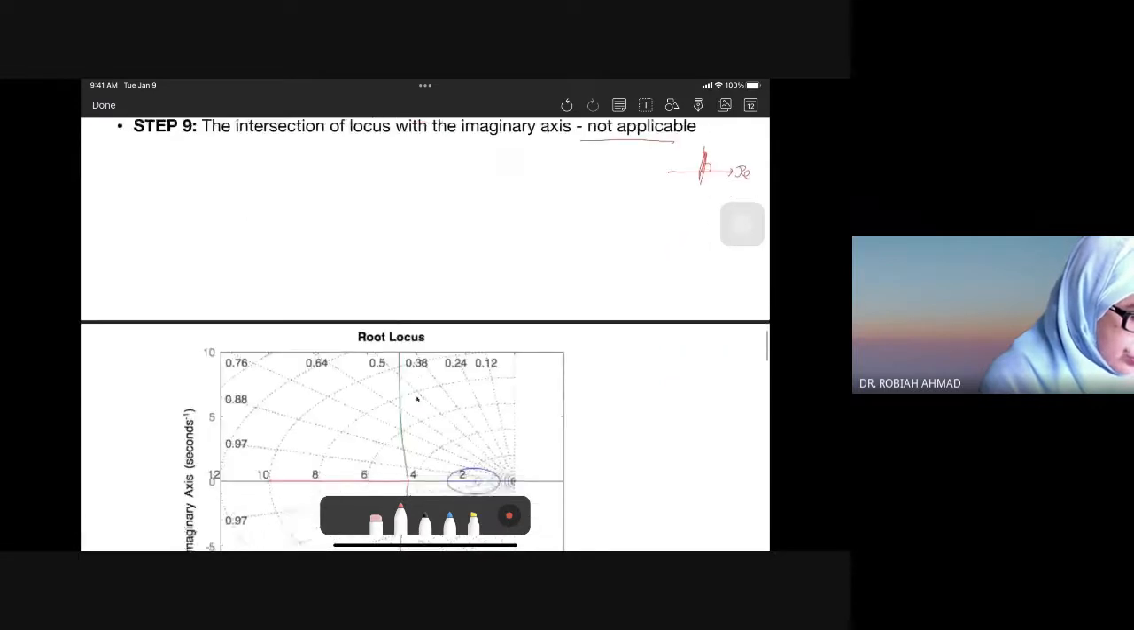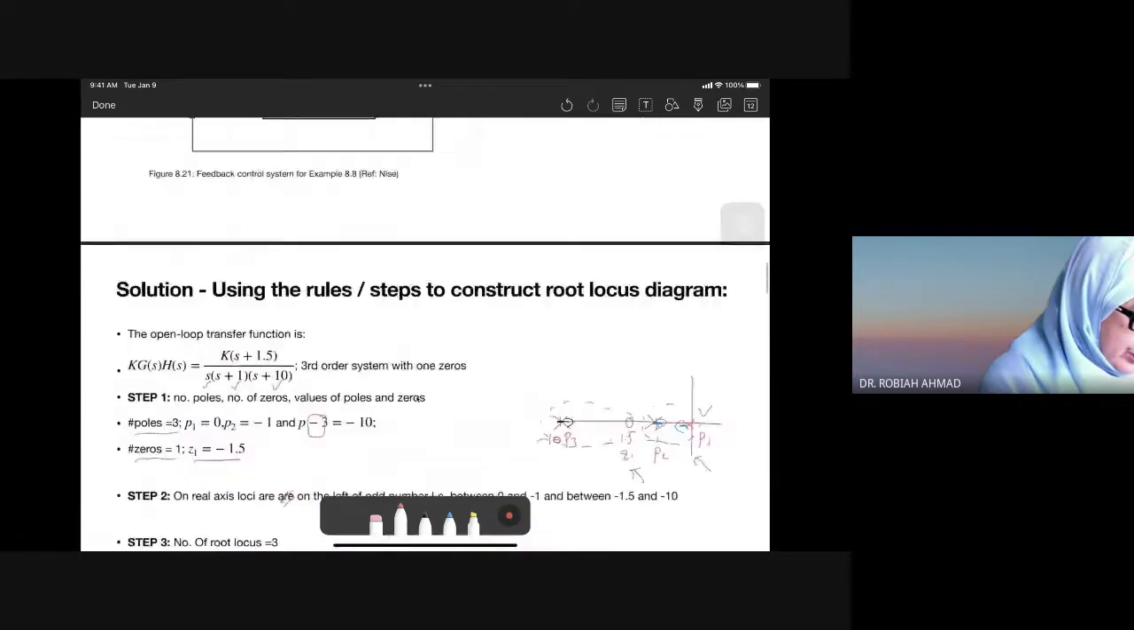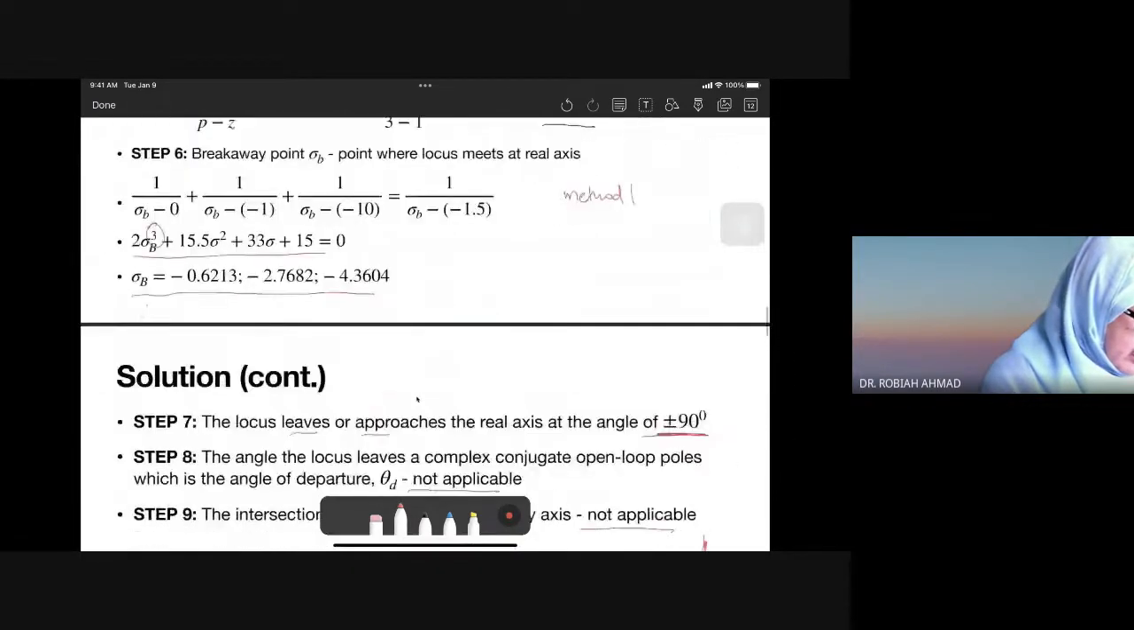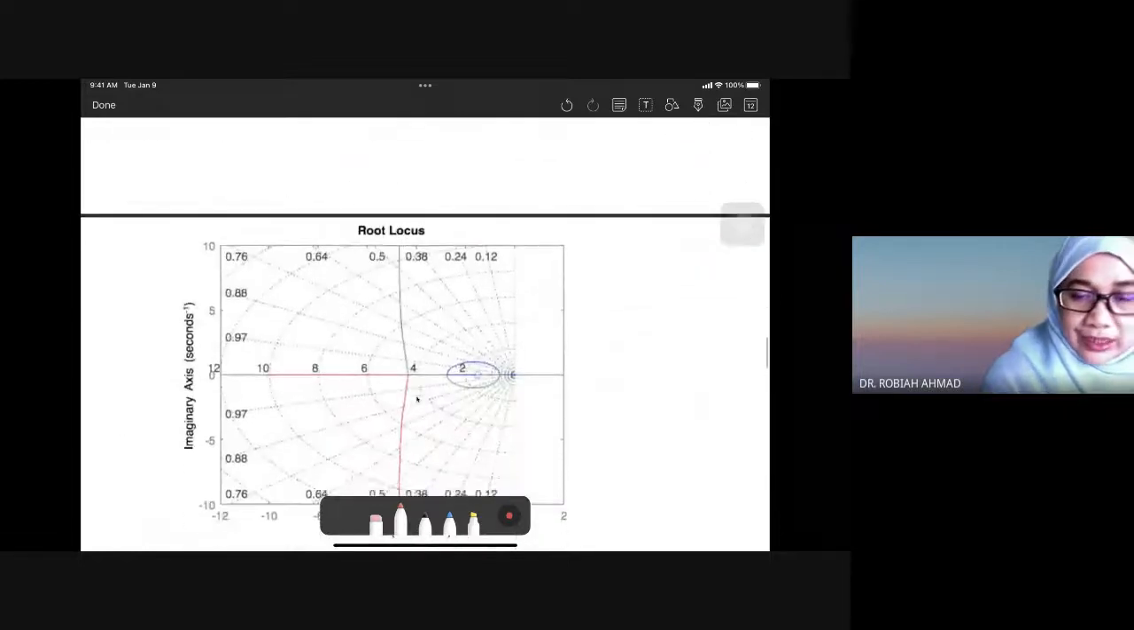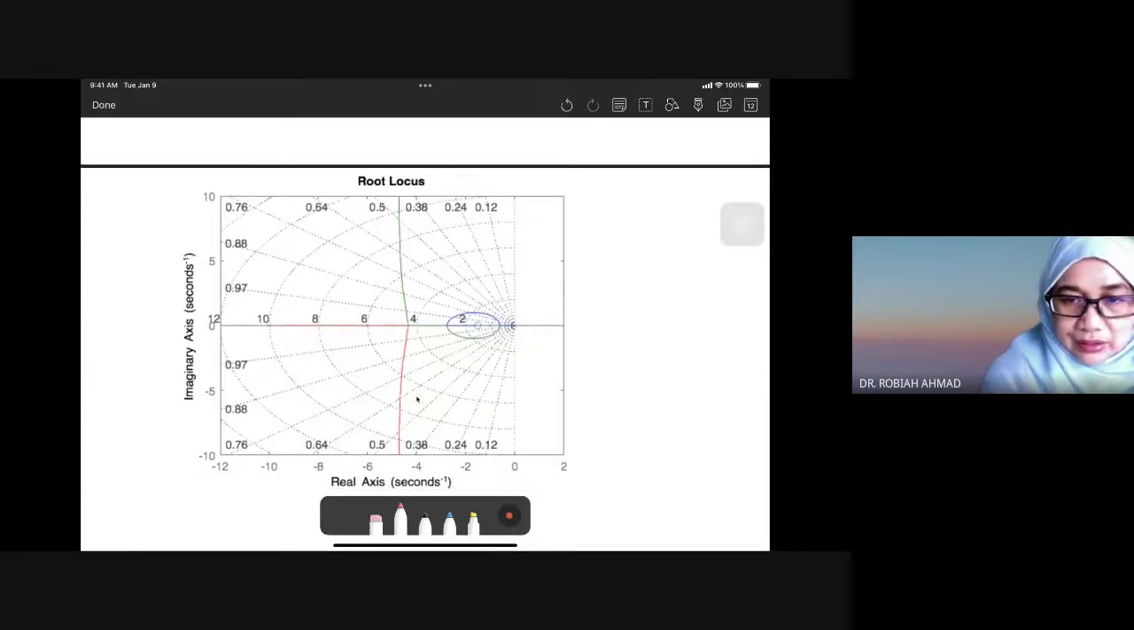Okay, so based on all the information that we have from step number 1 until step number 7, we plot that. For easier demonstration, I'm sharing the results, the root locus using MATLAB, that we're going to learn today, hopefully. Okay, so this is our root locus. This is P1, and then this is P2, and then this is Z1, and then this is P3.